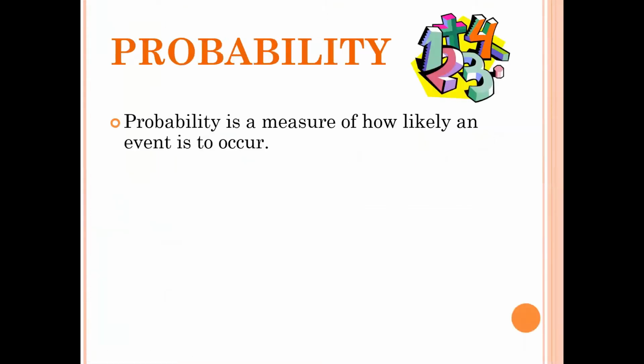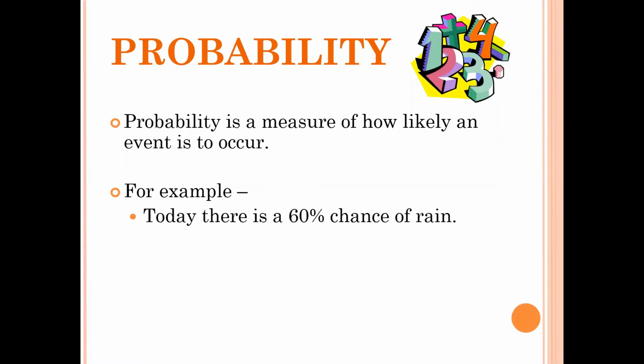So let's start by asking ourselves, what is probability? Probability is the measure of how likely an event is to occur. Let's look at some examples. Let's say that a person is saying there's a 60% chance of raining today. That is an example of probability.